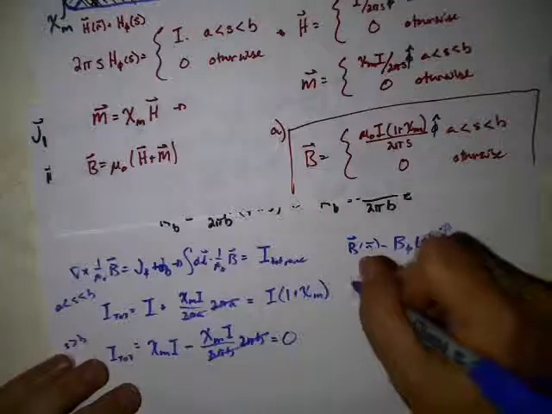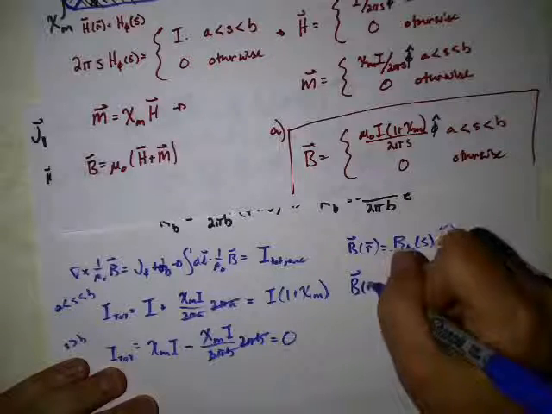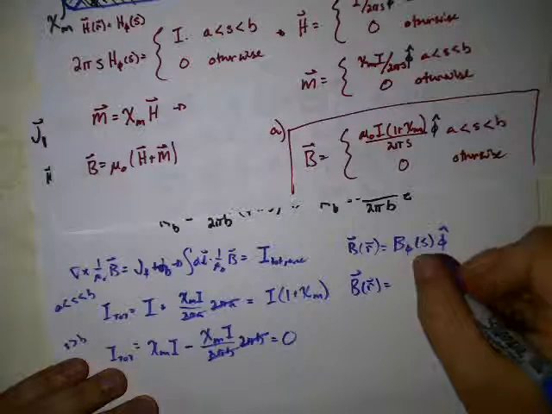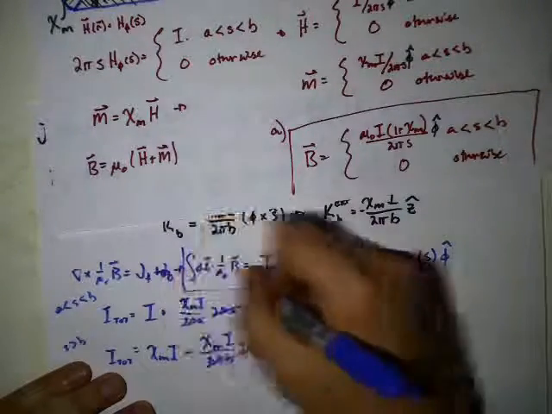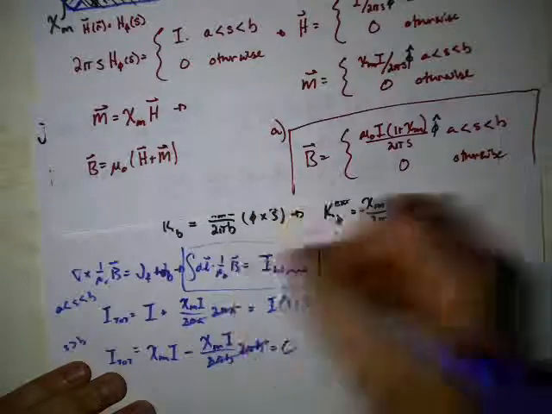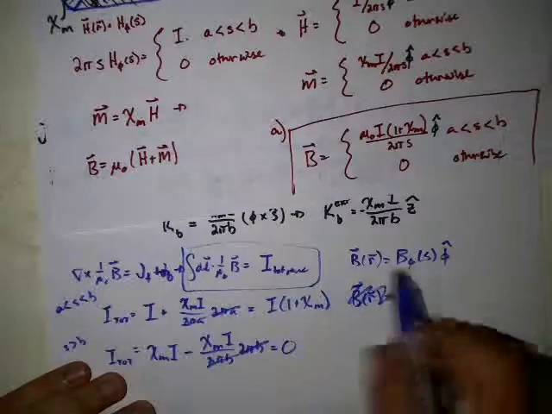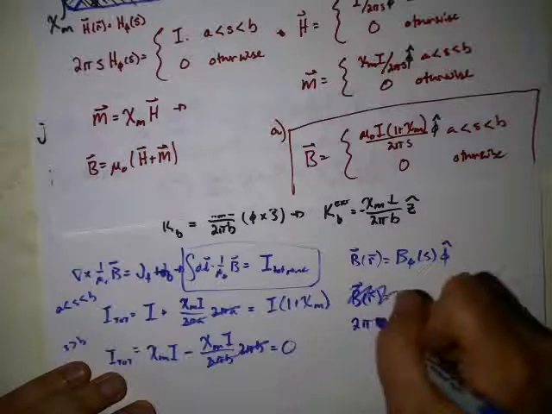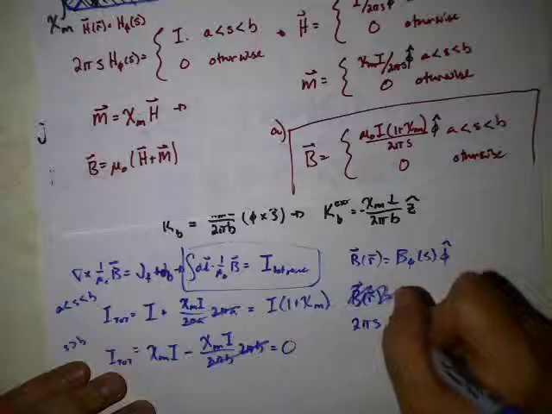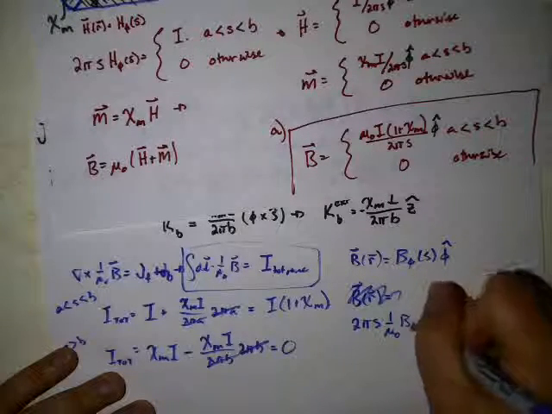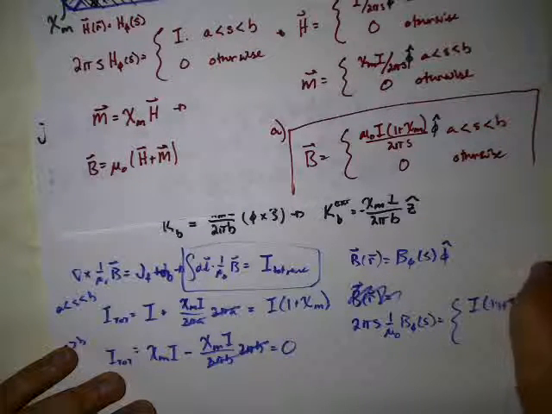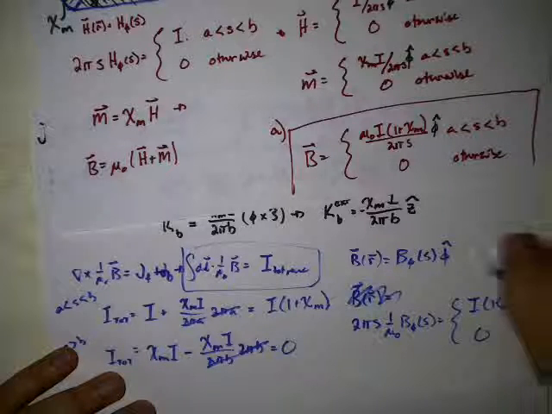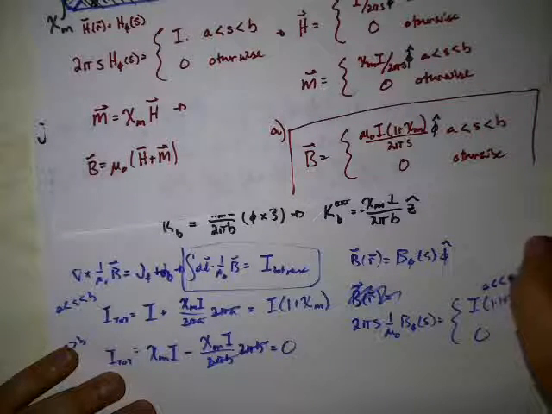And so here we're going to run across the final solution for the magnetic field everywhere. Whenever we do this expression, B is independent of phi, it only depends on s, and so we're just going to get 2 pi s, that's the circumference, that's its integral dl, 1 over mu naught B_phi of s is going to be equal to, now we have this I times (1 plus chi_m), or 0, and this is for a less than s less than b.